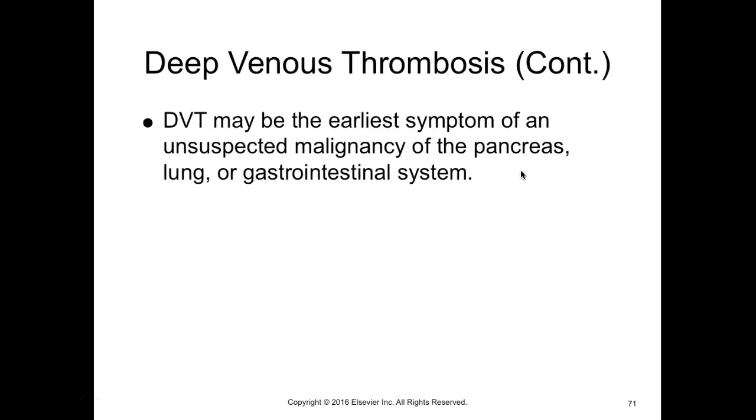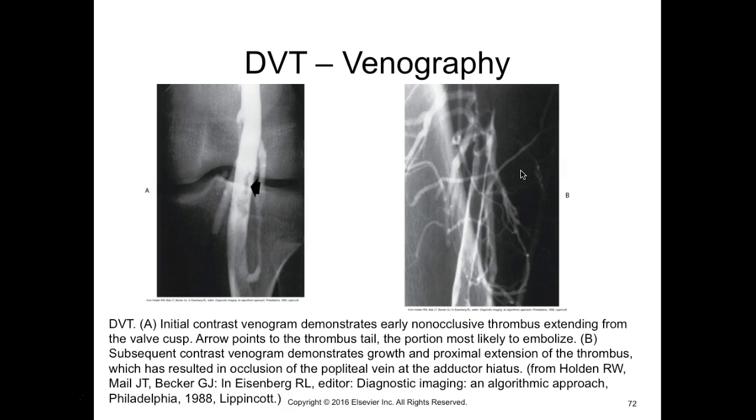All right, DVT may be the earliest symptom of an unsuspected malignancy of the pancreas, yikes, lung, or GI system. So here you can see, this is popliteal here, so you can see the filling defect of the clot.